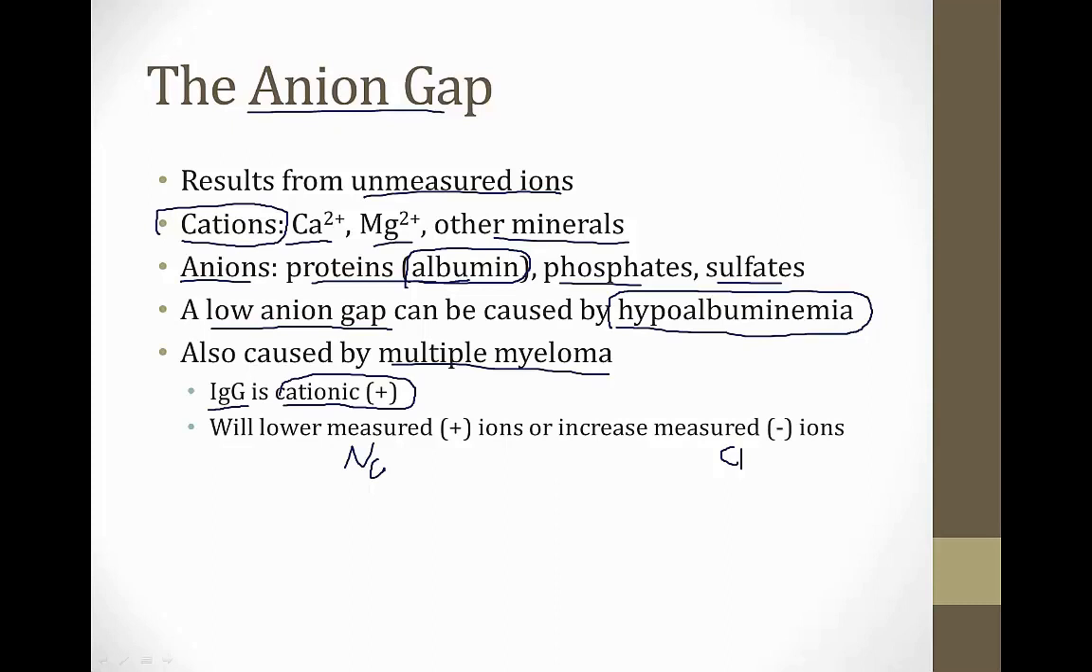So normally in acid-base problems we talk about a normal or an increased anion gap, but there are a couple special scenarios where you get a small anion gap, and those are hypoalbuminemia and multiple myeloma. Those are the two you're most commonly asked about.